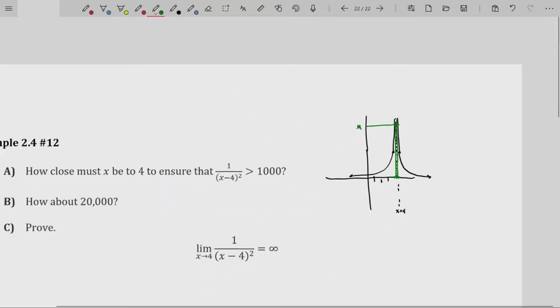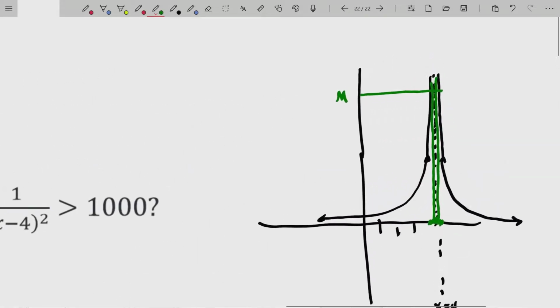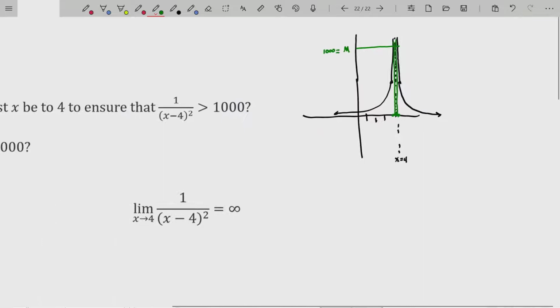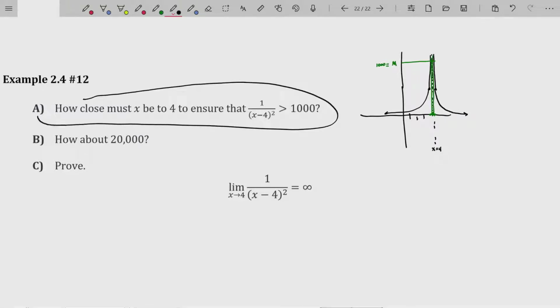So let's go ahead and investigate that. How close must x be to 4? I always say that backwards, by the way. To ensure that the function is greater than 1,000. So really what this is saying is somebody challenged you with a height of 1,000 here. And we just want to know, how close do we have to actually be to the value of 4? Well, that's not a terrible idea or concept to deal with. Let's go ahead and transform this sentence here into mathematics.